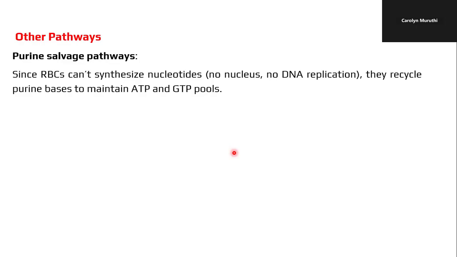And so with that, we come to the end of this session, where we have looked at the 4 major metabolic processes that occur in the RBC.